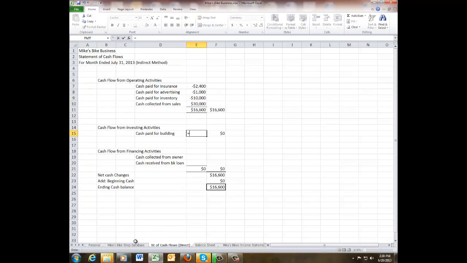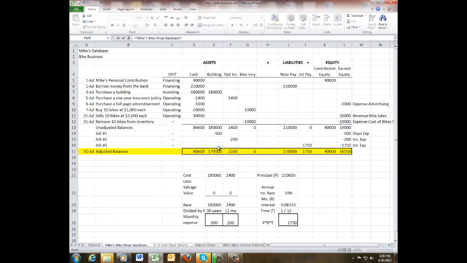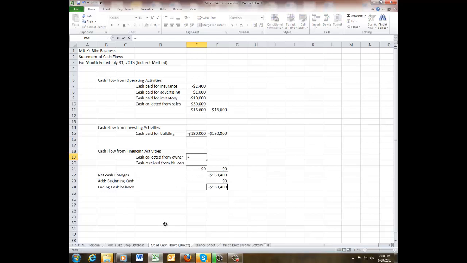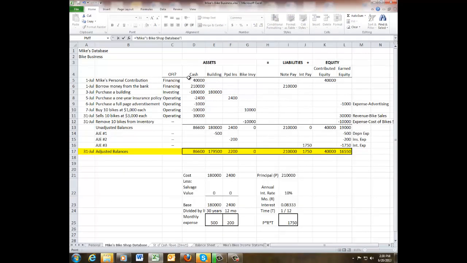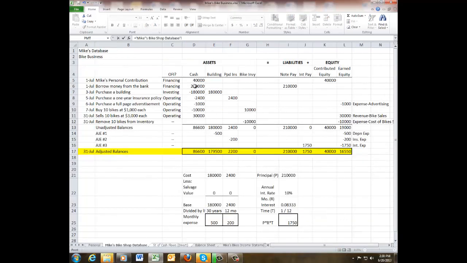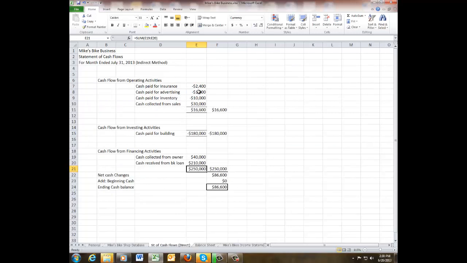Here, Mike bought a building this year. So his building was purchased for how much? $180,000 in cash. And the last cash flows were his financing activities. He put in $40,000 from his personal checking, and he also put in $210,000 when he got the loan from the bank.